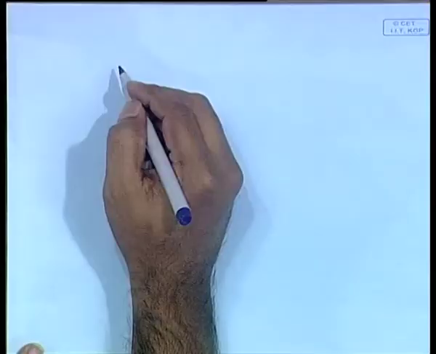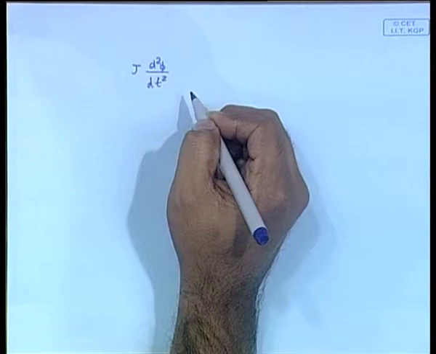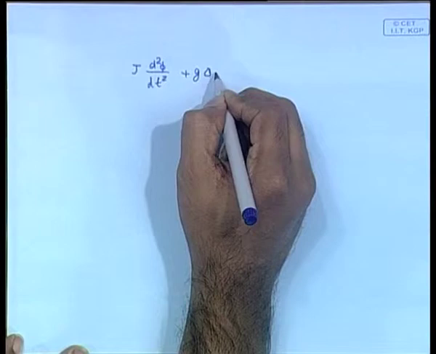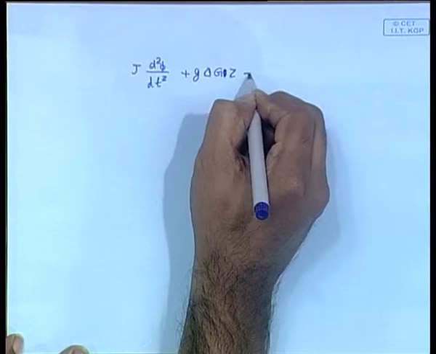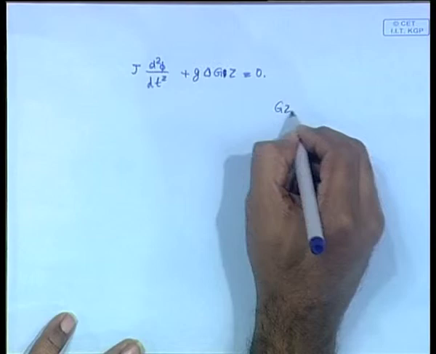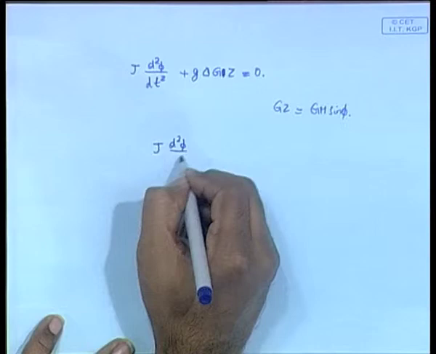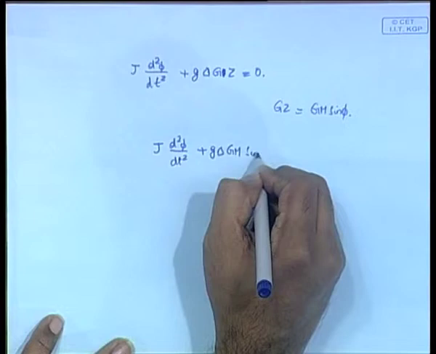Now, the previous Newton's equation becomes like this. Delta g z is equal to 0. That means I have just set the heeling moment to 0. So M H is set to 0. Therefore, J d square phi by dt square plus g delta g z is equal to 0. Now remember the formula, g z is equal to g m sin phi. There is such a formula which you have to remember. So J d square phi by dt square plus g delta g m sin phi equals 0.